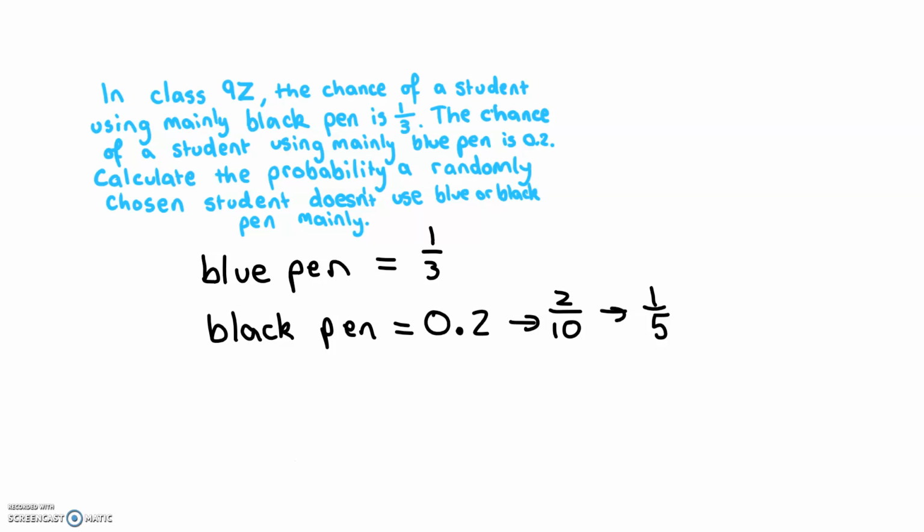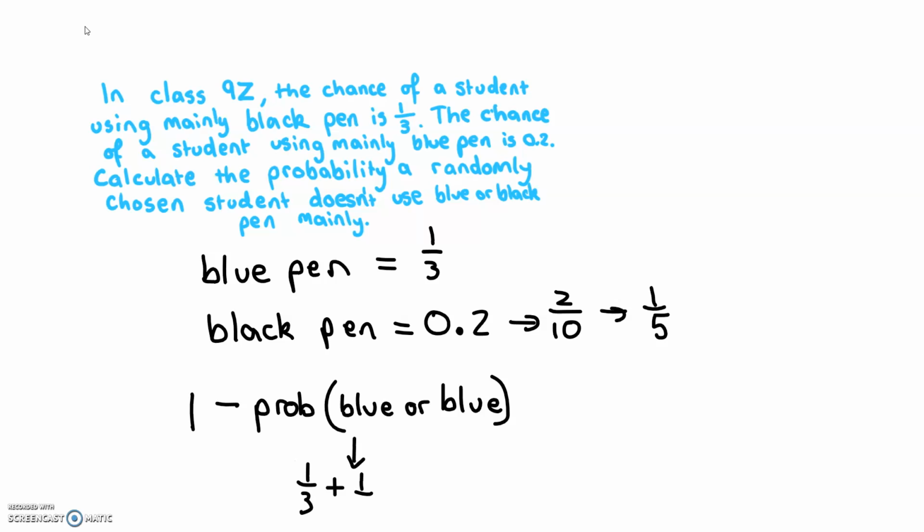Let's get back to what the problem was asking. So we want the probability of not these happening. And we know that the probabilities need to add up to 1. So if we want to work backwards from that, we could say, all right, well, it's going to be 1 take away the probability of a blue or black pen. So let's work out the probability of a blue or black pen. And we're going to do that by adding these two together. So this part would be 1/3 plus 1/5.